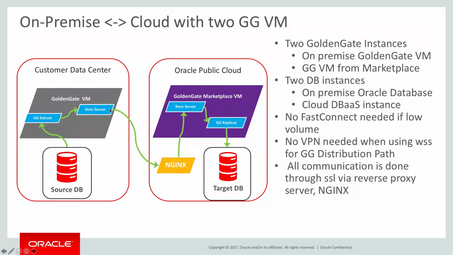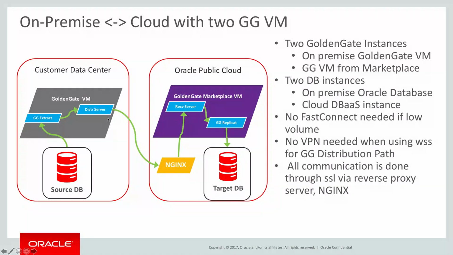So the key task here is you first need to get the nginx certificate through the OpenSSL command. And then you find out the distribution server's wallet. You import that certificate into the distribution server as a trusted certificate. And then you create a user ID and password on your target GoldenGate microservice environment so it can be used to authenticate, to talk to the receiver server.